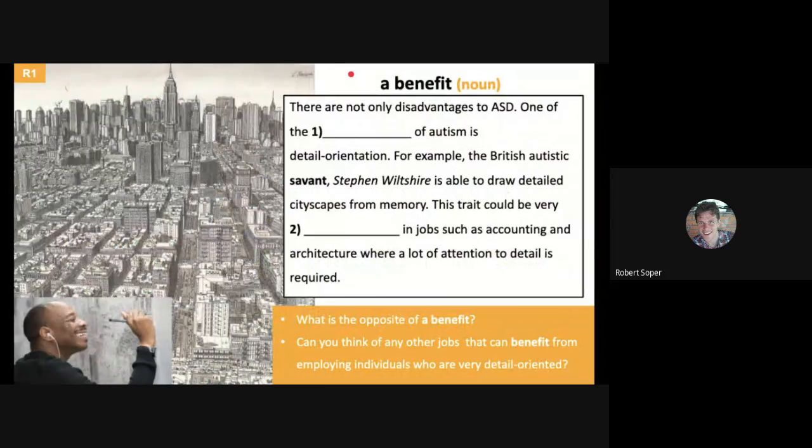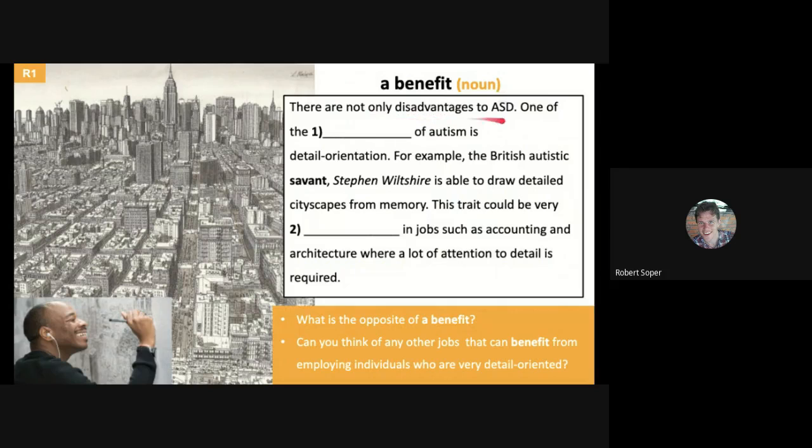Okay, let's move on to this next word. So we're going to be using benefit. Again, we've been given the noun. We're going to have to think about whether it has an adjective form, whether it has a verb form. Try and think of what those words might be.